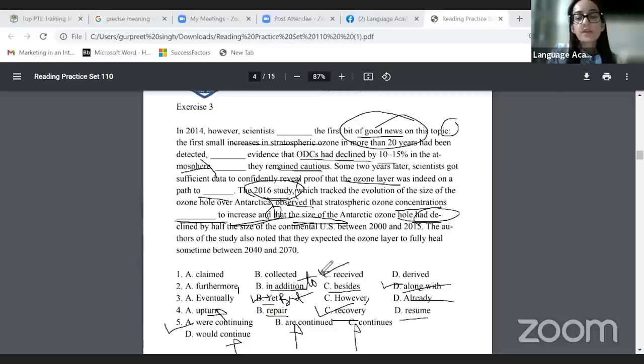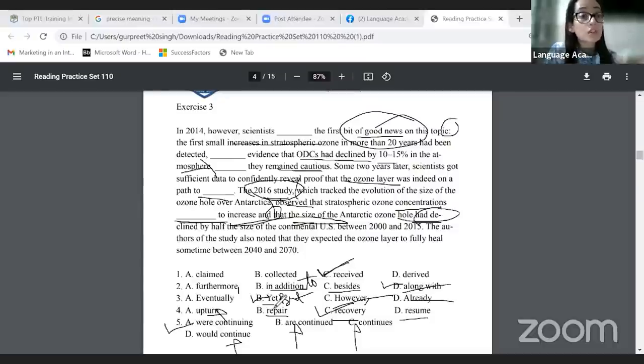The first one, we can say the scientists received the good news because they were working on that and they finally received good news. However, it comes with a comma. The second one, these both the things together is the good news. So we have to go with together in between, which means along with. However needs a comma. Yet does not need a comma. So we go with yet, which means but still.